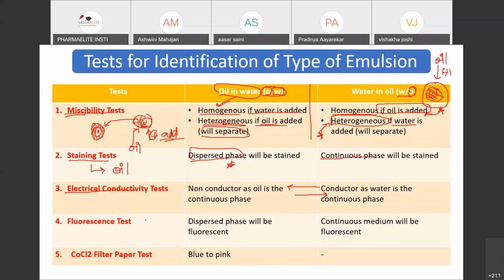Going to the last two, in case of your fluorescence test, again it's your oil phase which will show fluorescence. So here your dispersed phase will be showing fluorescence, while here your continuous medium, which is the oil phase, will show fluorescence. Lastly, the cobalt chloride filter paper test shows a color change from blue to pink only for oil in water emulsion. It doesn't show a color change for water in oil emulsion. No need to get into how, why, what. No one is going to ask us.